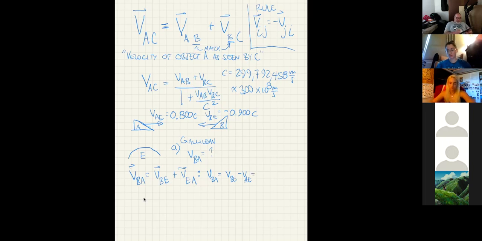And that should be right. And in fact, what you get now is negative 0.900C minus 0.800C. So you get an answer of negative 1.70C. That's the Galilean result. Okay. Now let's say relativistic.